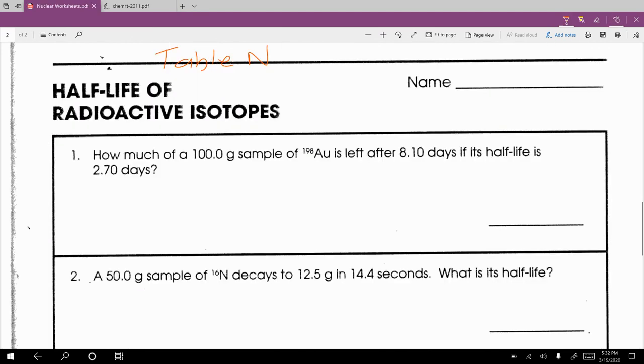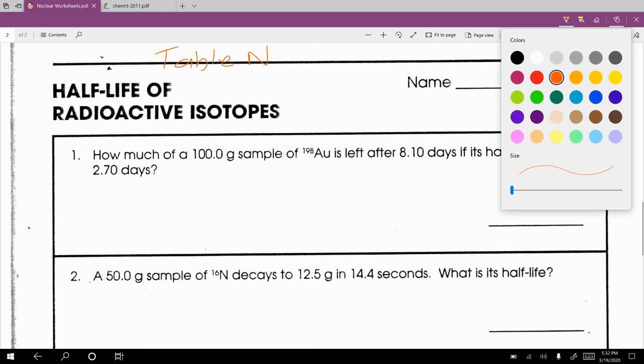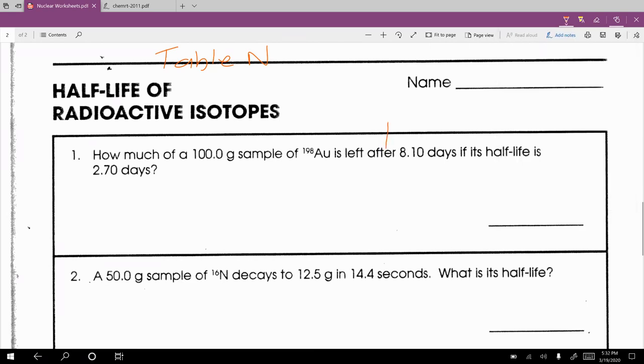All right, so back to our nuclear worksheet, and let's get started on the first question. The first thing I like to do is set up a table. This worksheet doesn't give me that much room, so I'm going to do my table sideways. I'm going to do time, and I'm going to do mass or amount.